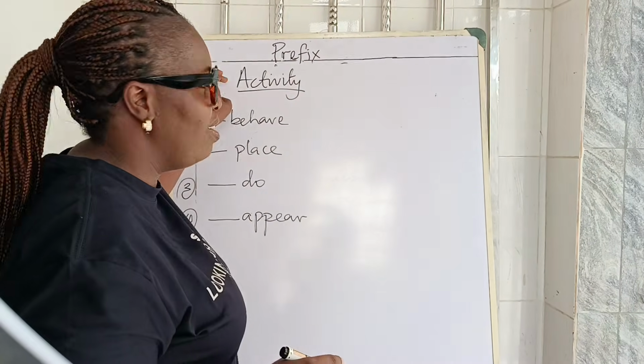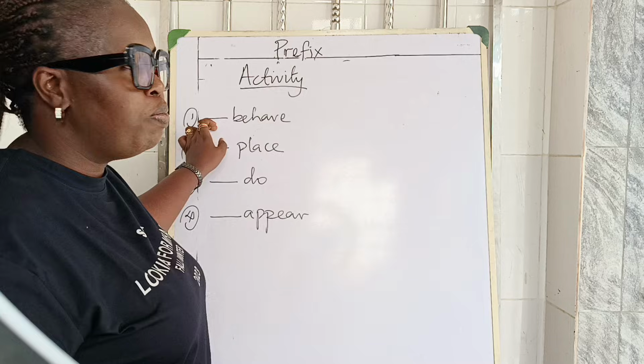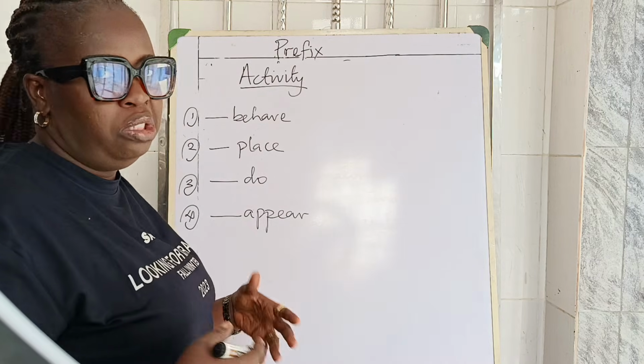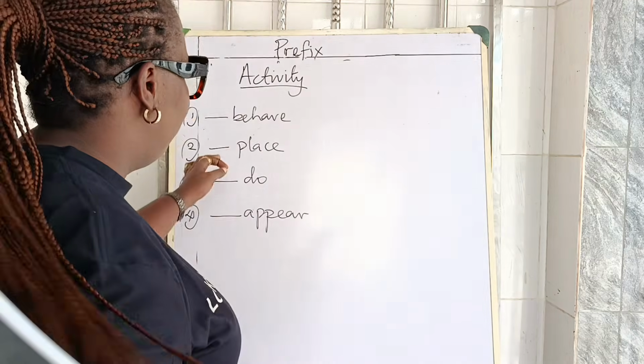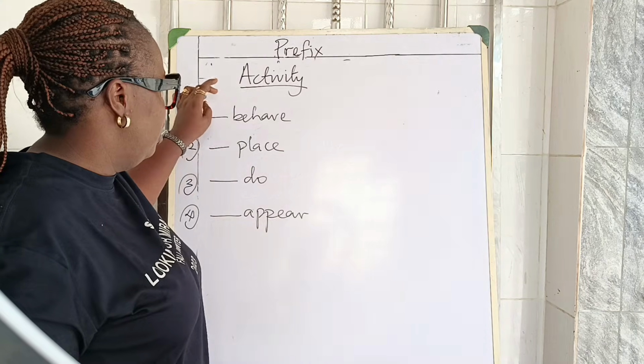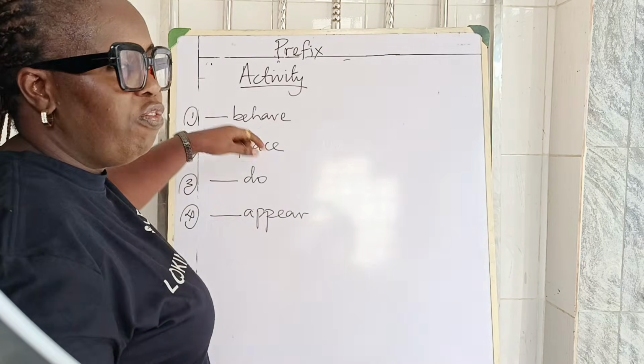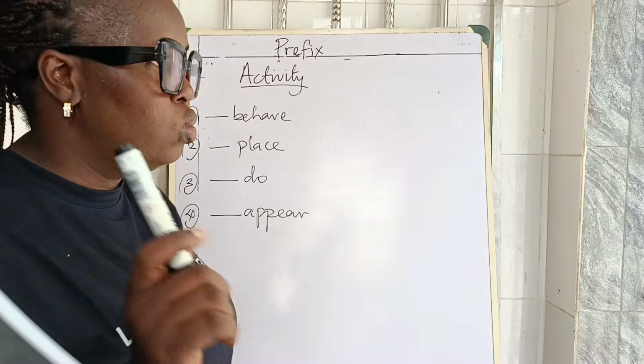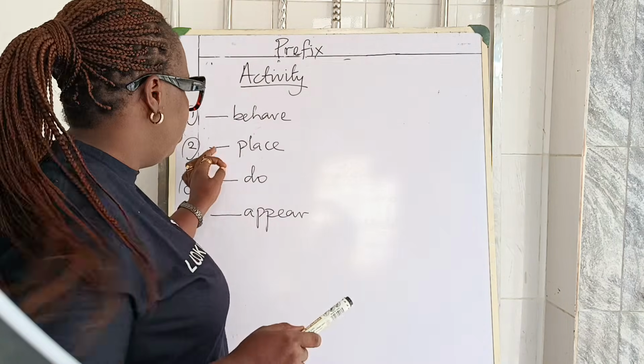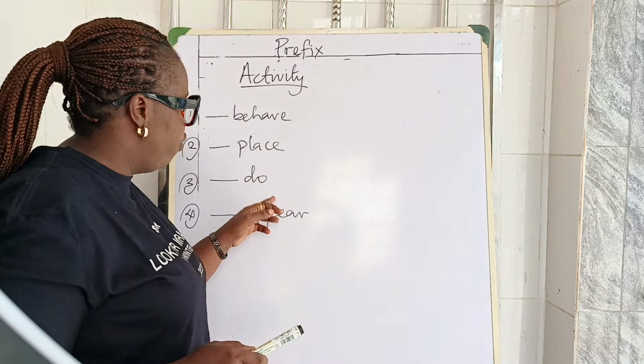I want to give you an activity, an interesting one, and I want to see the answers in the comments. Look at your activity on the board. You use prefixes to fill it in. It's just very simple, right? We have a blank and behave. What do you put there? Put a prefix that will fit. Remember the last rule, not all prefixes are universal. So use the one that will go for behave, the one that will go for place, the one that will go for do, and lastly for appear.